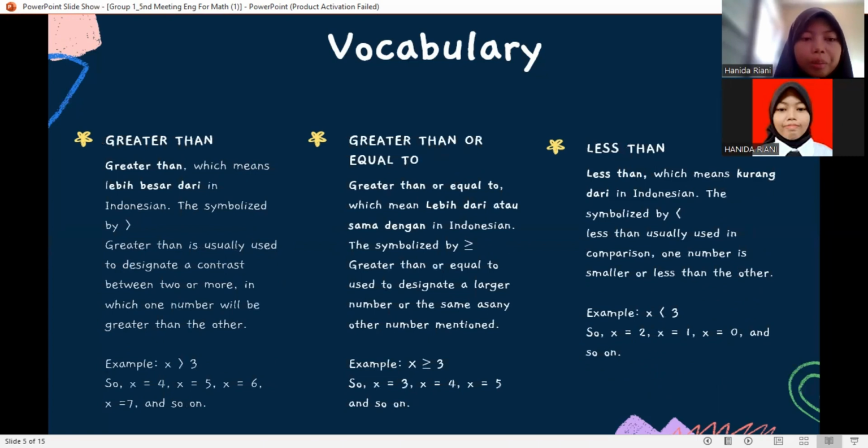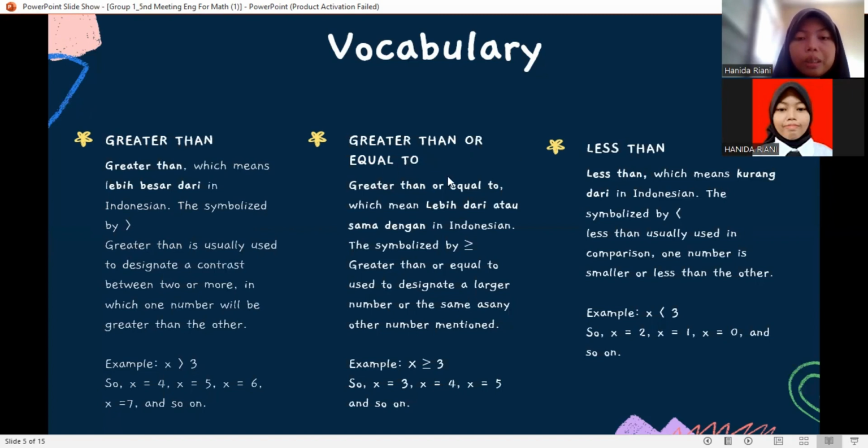Greater than, which means lebih besar dari in Indonesian, is symbolized by this. Greater than is usually used to designate a contrast between two or more, in which one number will be greater than the other. Example, x greater than 3. So, value x can be 4, 5, 6, 7, and so on.